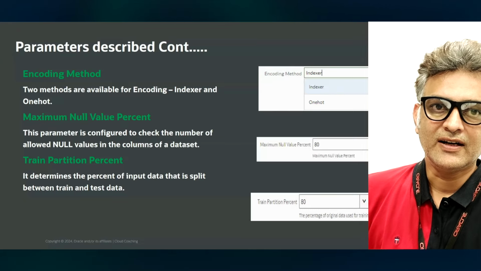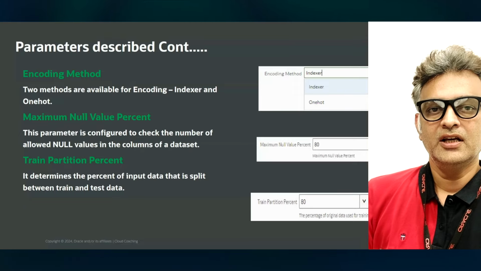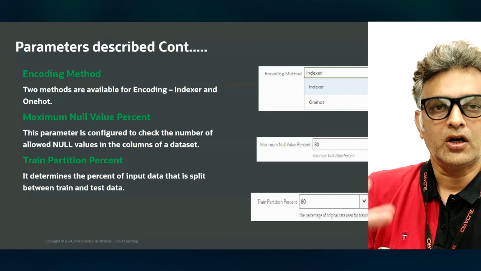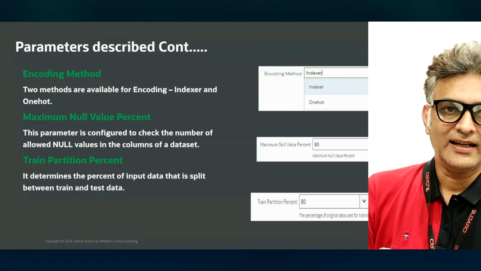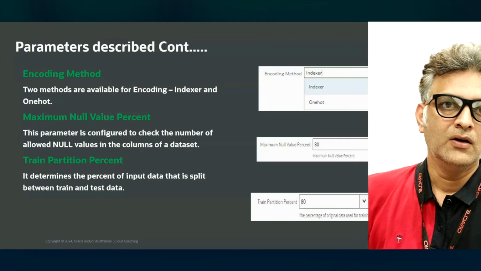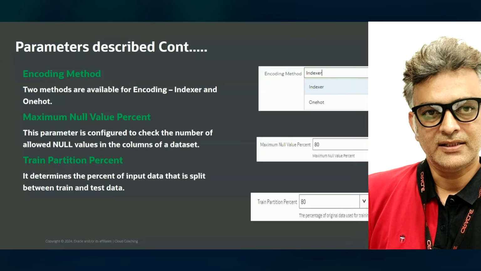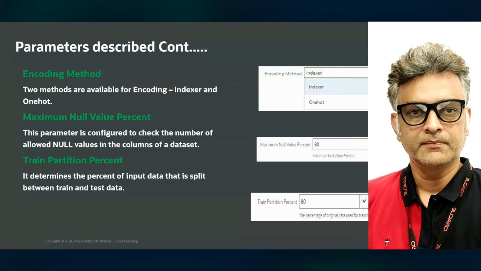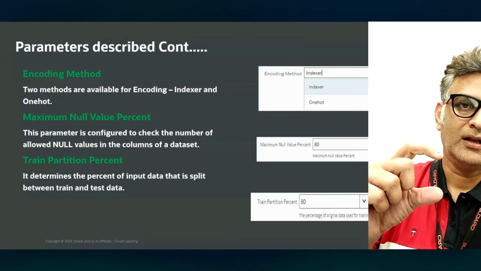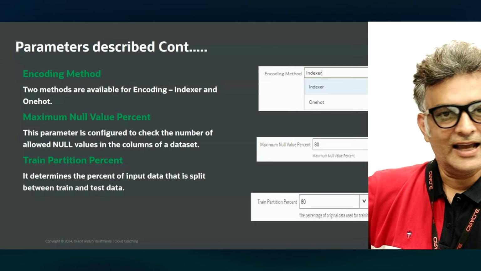The other parameter is one hot. One hot, based on the number of distinct values, will create new columns in the data set. Similarly, if we take occupation as an example, it has three values. If you choose the encoding method as one hot, it will create three columns, and the column names would be something like is salaried, is self-employed, is not working. These columns will be populated with values 0 or 1 based on the value in the actual data set.